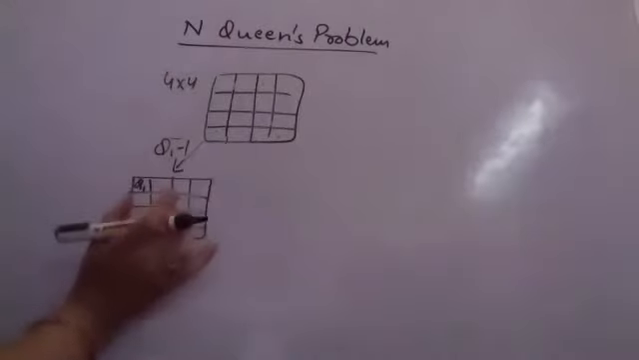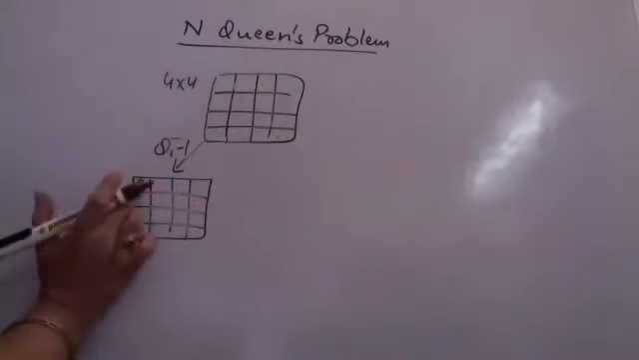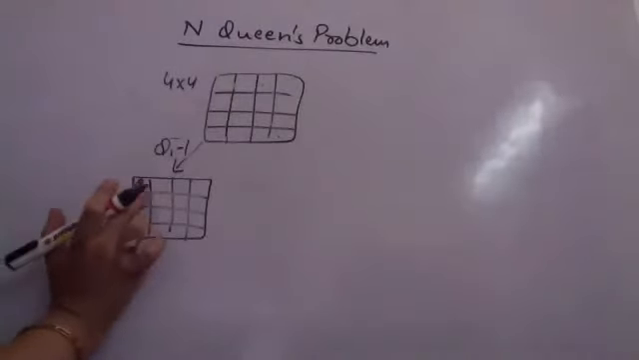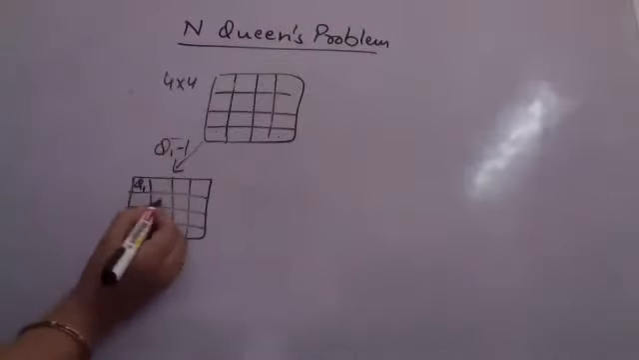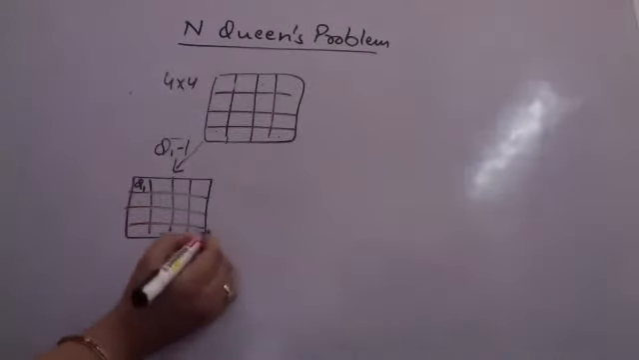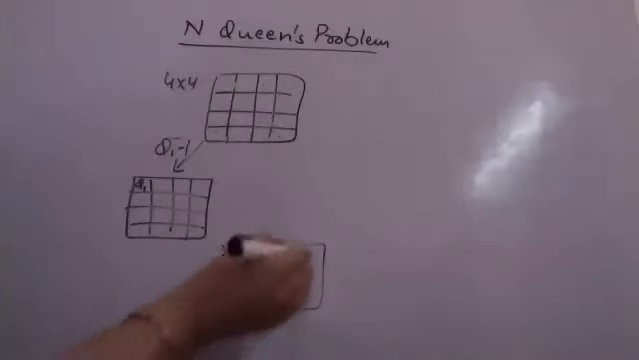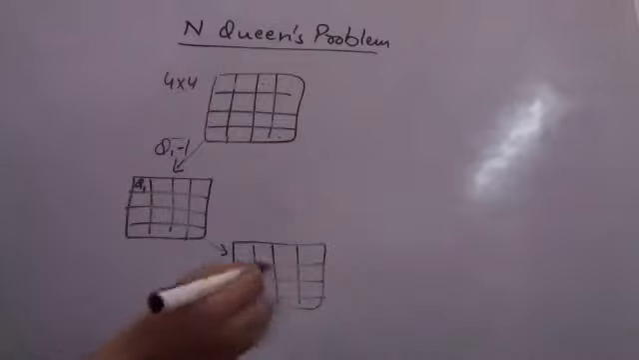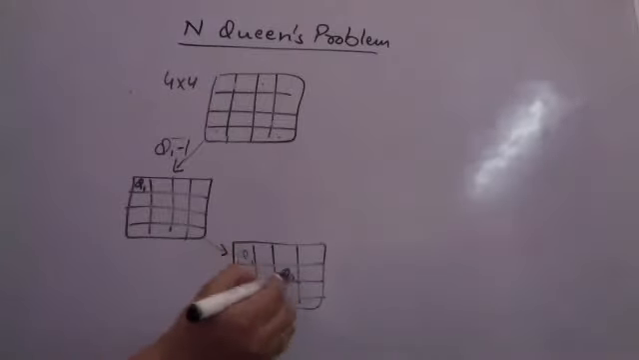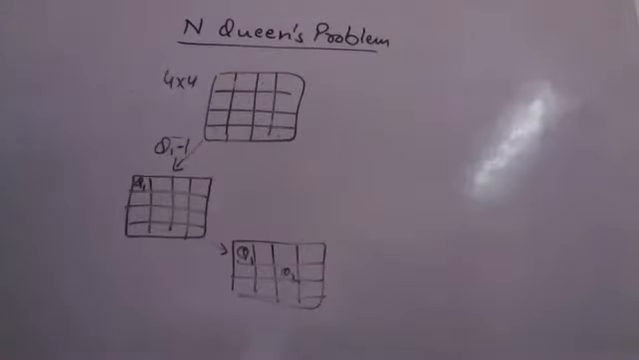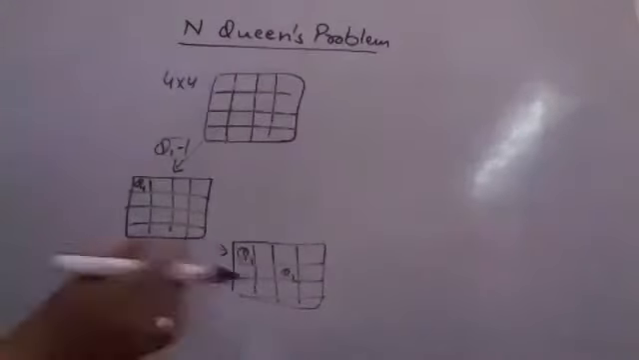Now I will try to place queen 2 so that it is not in the same row. It is definitely not in the same row, not in the same column and not in the same diagonal. So I have to leave the first two places and I can only add queen 2 in the third column for a possible solution. Are you all understanding how I am placing queen 2 and queen 1?